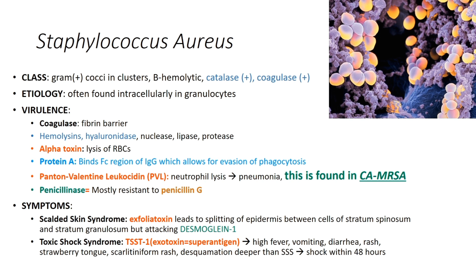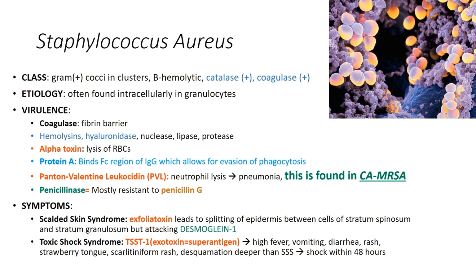The other thing that we're going to get to in just a second is the Panton-Valentine leukocidin. This is very specific to community-acquired MRSA, and we'll be talking about that in just a second. Another thing that it has is penicillinase, so definitely you don't want to be prescribing penicillin G to someone that has staph, because they're almost across the board inherently resistant to penicillin G, and that's our Staph aureus.